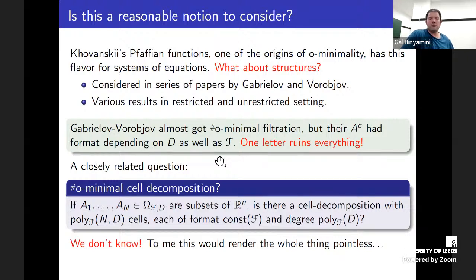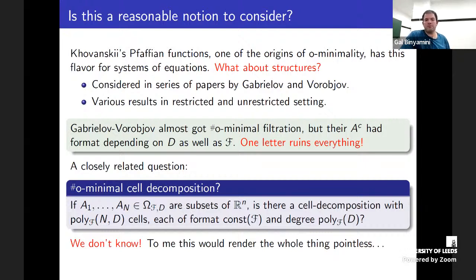And a closely related question is cell decomposition. Suppose that you have a sharply o-minimal structure, or this structure of restricted Pfaffian functions or something like that, and you have some definable sets. Can you make a cell decomposition with good control? Do you know that when you do a cell decomposition, the number of cells will grow polynomially in the degree and the number of sets, and the format of each cell will be just a constant depending on the formats, but not on the degrees of the previous cells? And we also don't know the answer to this.